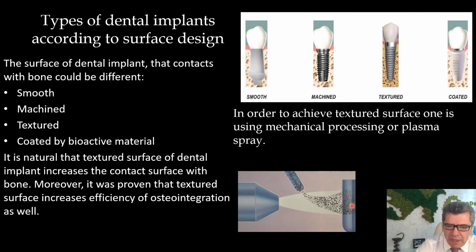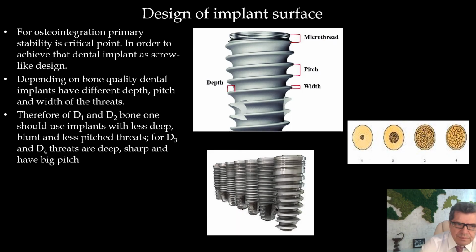The plasma spray can be increased on the surface for contact with bone. For primary stability, it's necessary for the dental implant to have a screw-like design. Depending on bone quality, dental implants have different depths, pitch, and width of the threads.